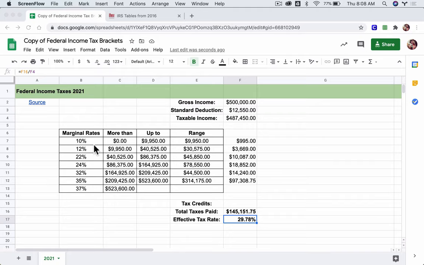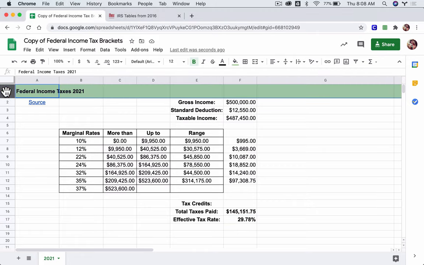Okay, so we worked hard to set up our federal tax calculator, this table here for the federal income taxes for the year 2021. And this table has the ability, if you plug in a gross income and give it a standard deduction, it can tell you the taxable income. It could tell you how much you're paying in tax for each marginal rate. It can also tell you if you put in tax credits, that'll subtract it from your taxes paid. And then overall, it'll give you your total taxes paid.